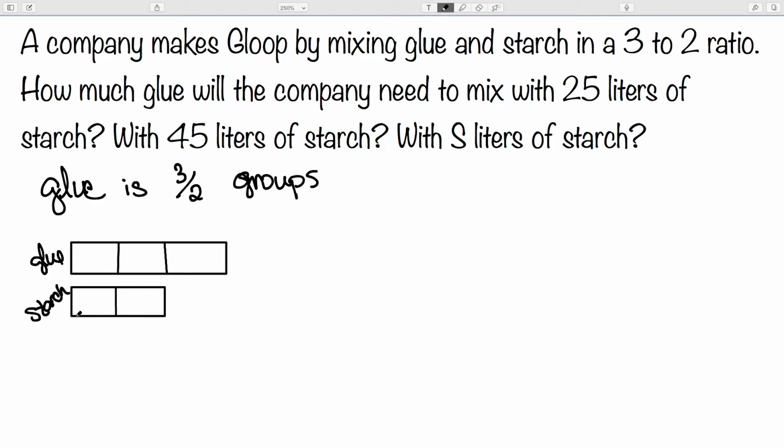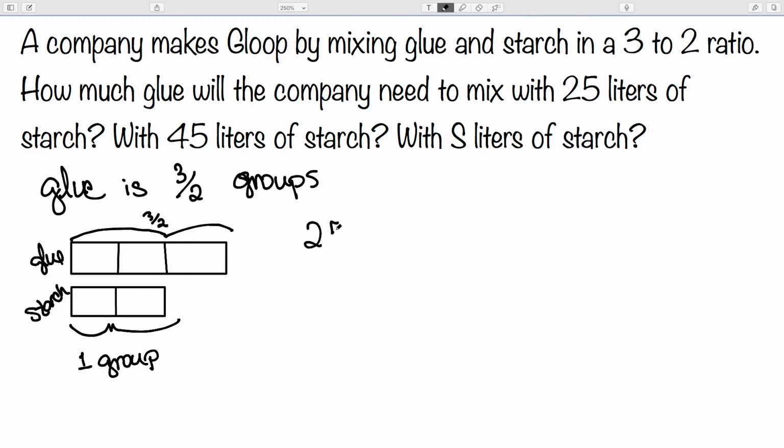If I think about this in terms of a drawing, I know I have 3 glue and 2 starch. So if I choose this amount of starch to be one group, then we can see that each of these would be 1.5, so a total of 3/2 groups.